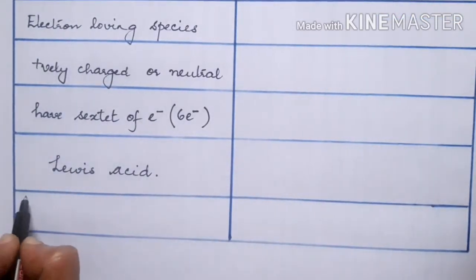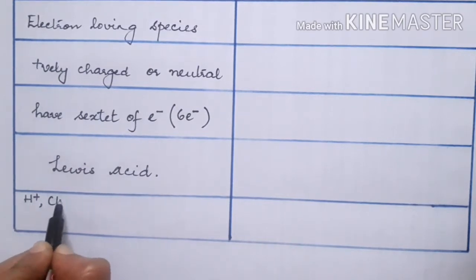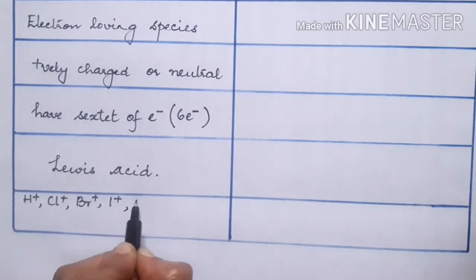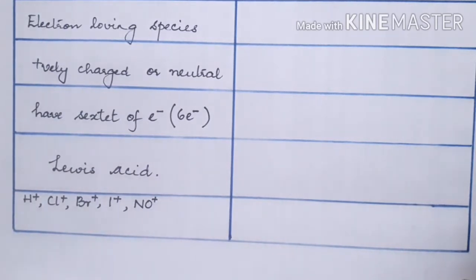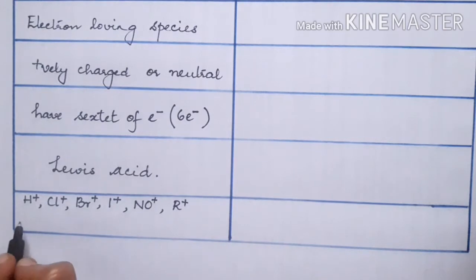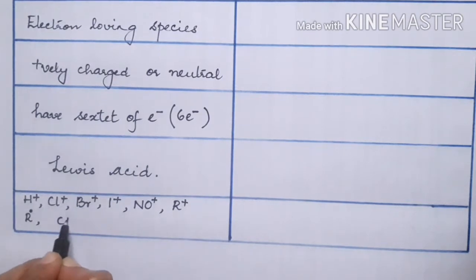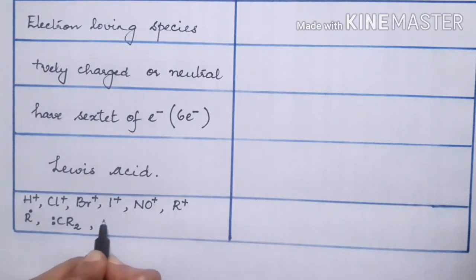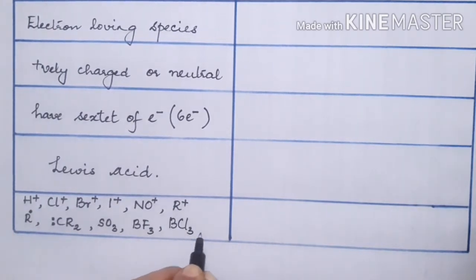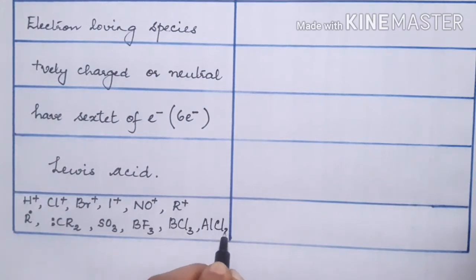Examples are H+, Cl+, Br+, I+, NO+, R+, and also certain radicals like R radical, carbenes with CR2. Then we have molecules like SO3, BF3, BCl3, AlCl3, etc.